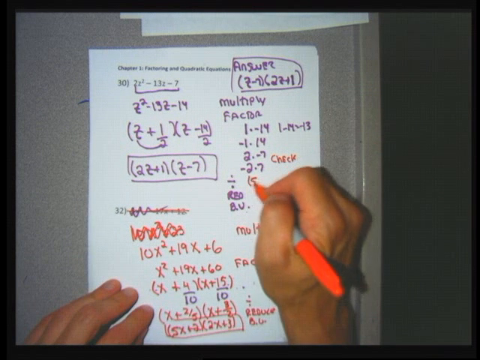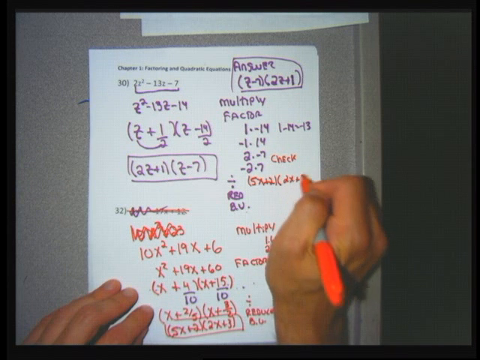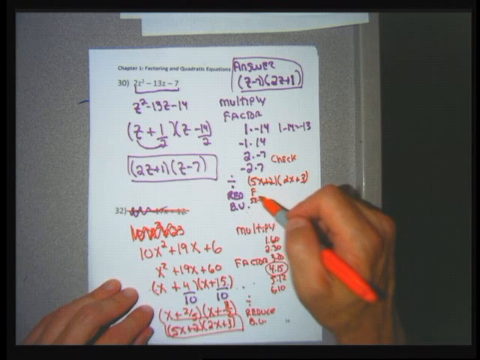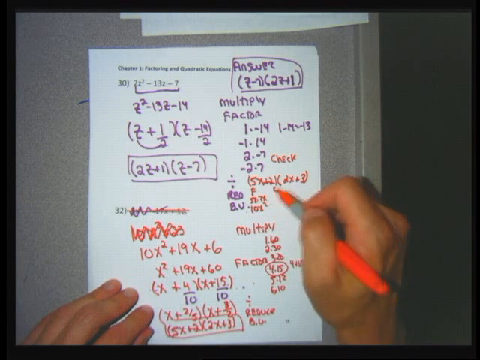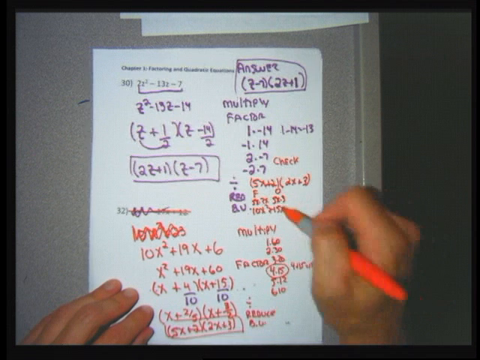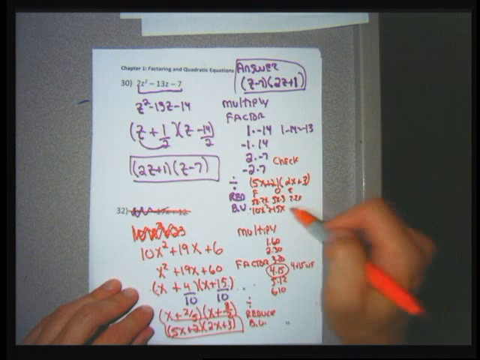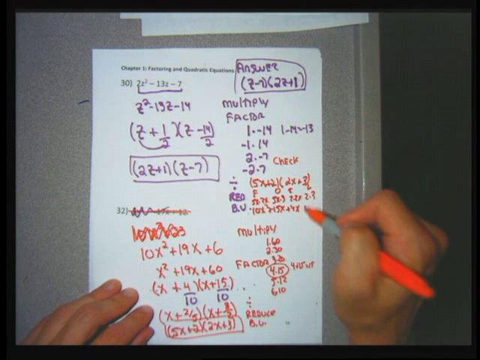So I'm going to check (5x + 2)(2x + 3). FOIL it. The firsts are 5x times 2x, which is 10x squared. The outers are 5x times 3, which is a plus 15x. The inners are 2 times 2x, which is a plus 4x. The lasts are 2 times 3, which is a plus 6.